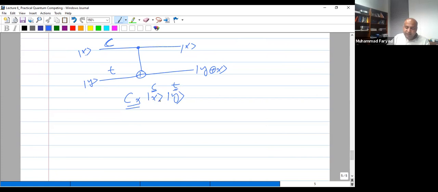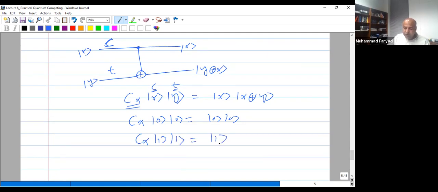Anyway, I'm writing control qubit first and target qubit later. So when the CX applies to this, in general, I can write it like this. This is what it means. But let's take some specific examples. For example, if your control is 0 and your target is 0, you get this state. And if your control is 1, your target is flipped. So control remains 1 and target goes to 0.